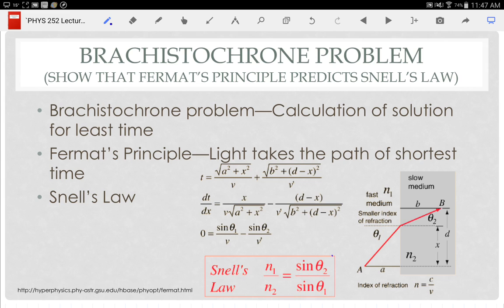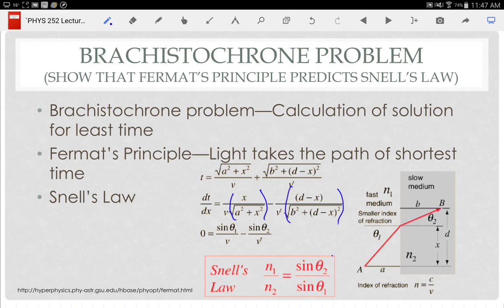Take the derivative and set the derivative equal to 0. Okay, so we took the derivative of that time equation and set the derivative equal to 0. And the derivative, as you see here, gave us these things that geometrically just turned out to be sine of the angles on each side. And so we made those substitutions.